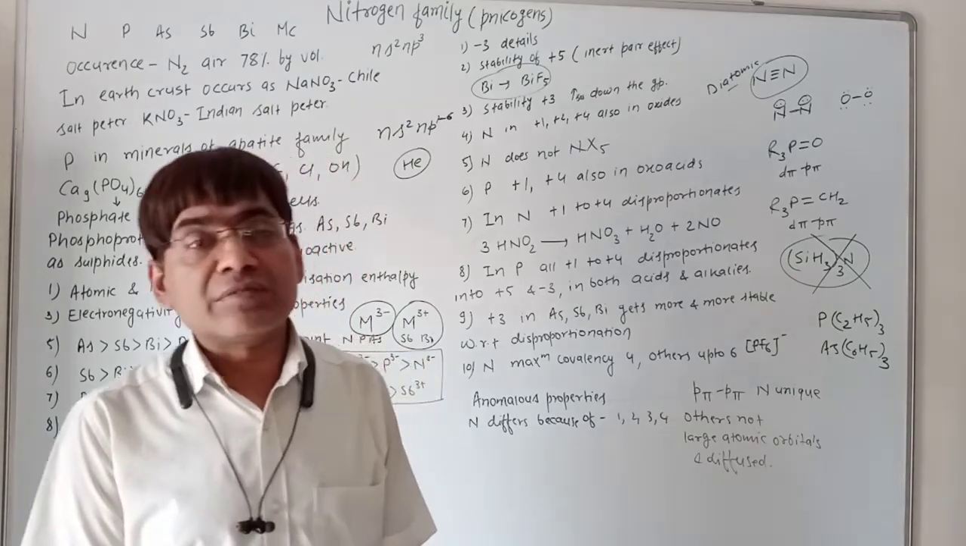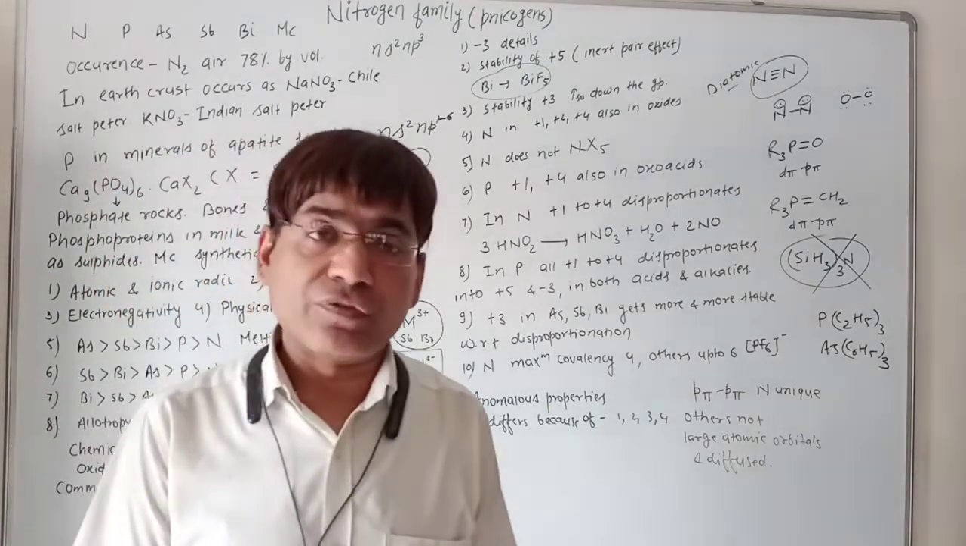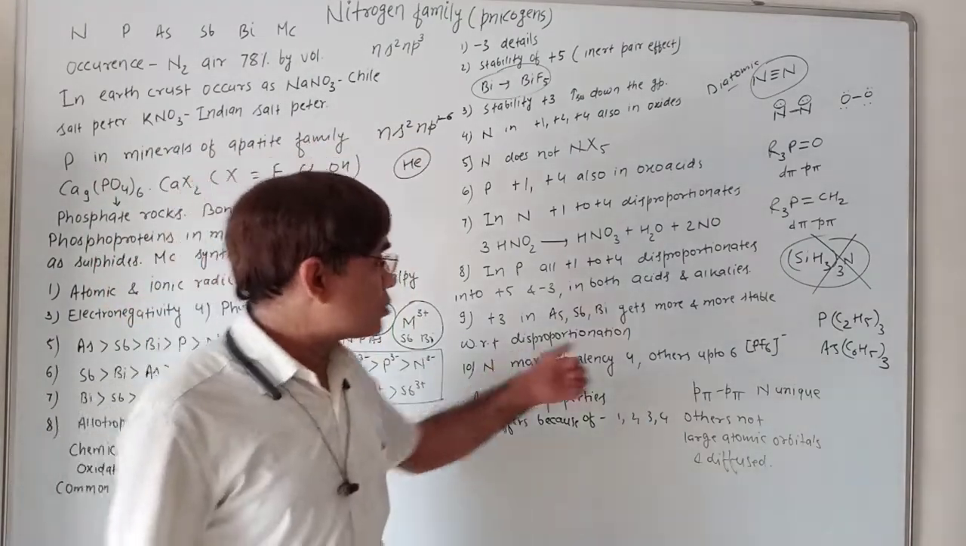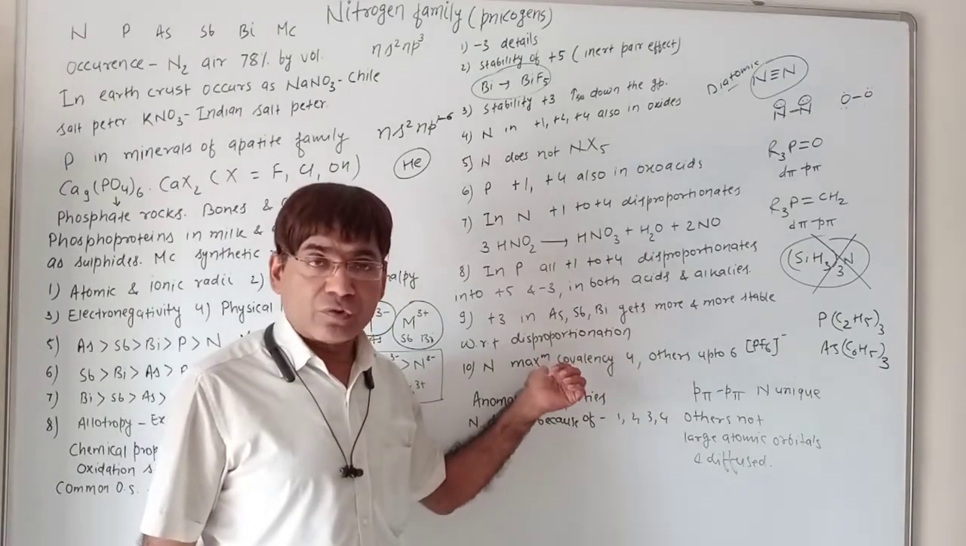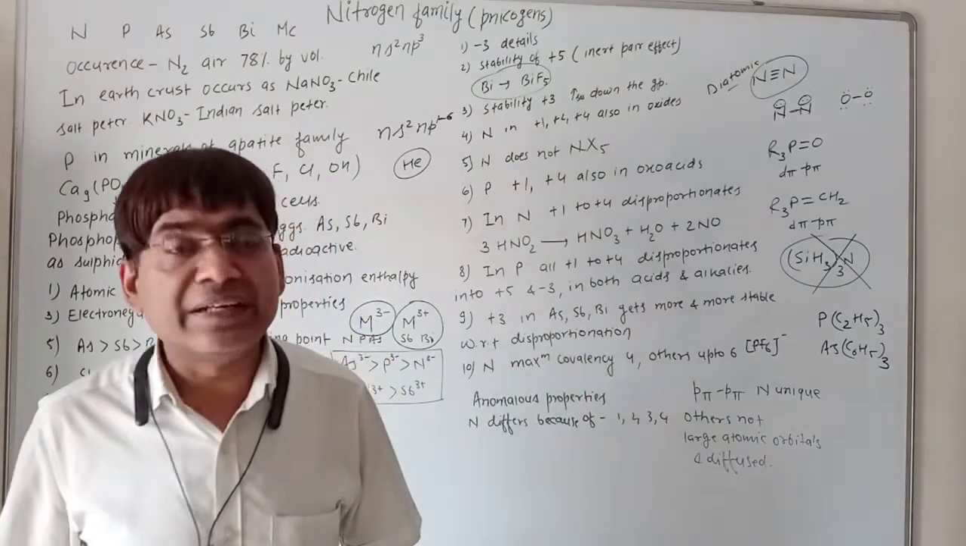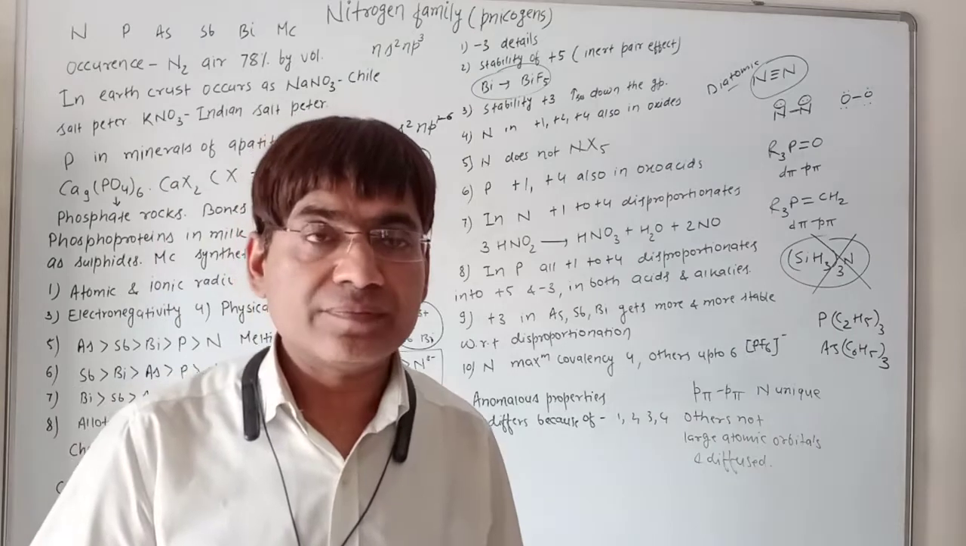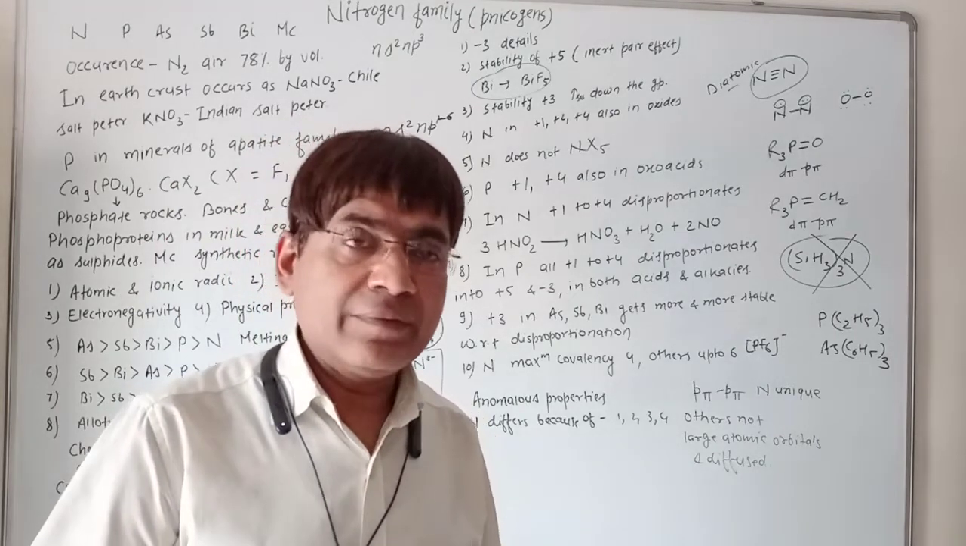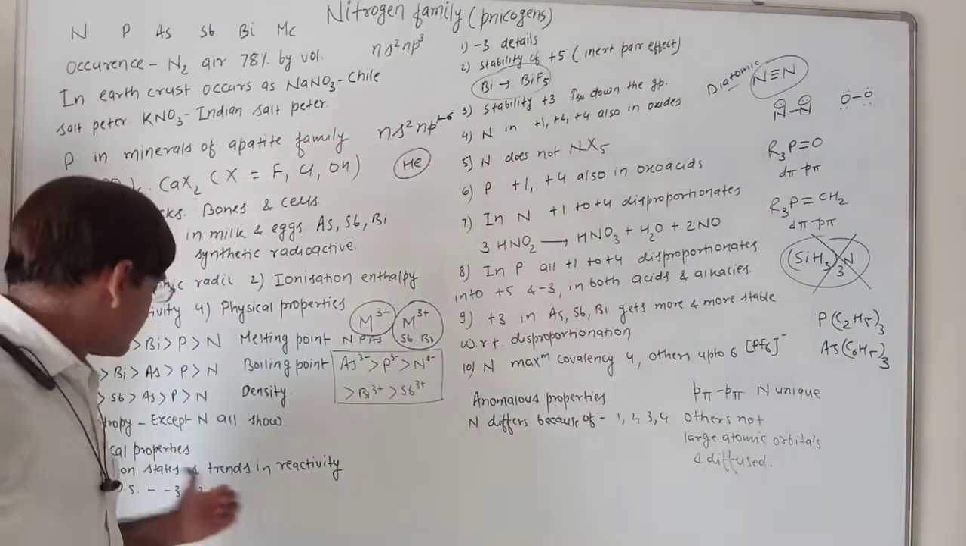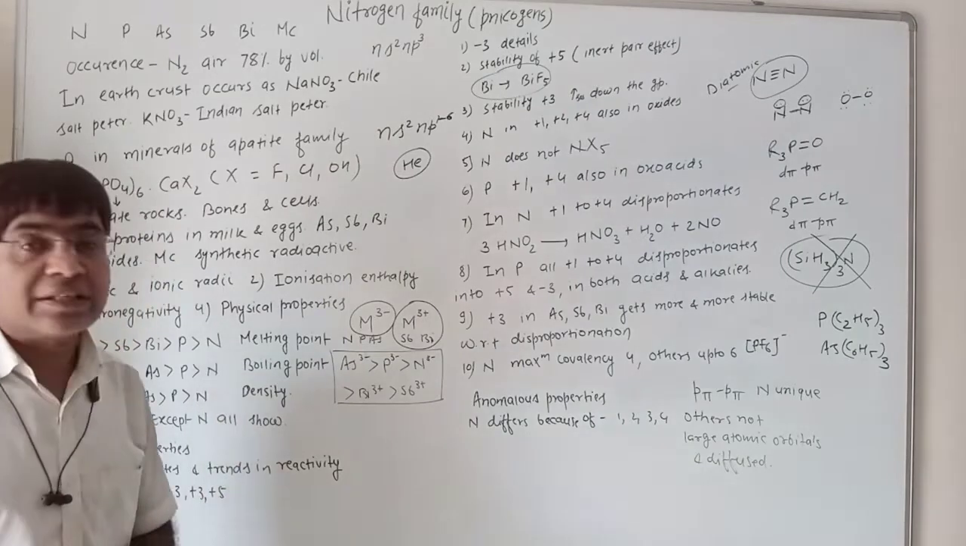While for nitrogen, the maximum covalency is 4. It cannot show higher covalencies than 4, because of the non-availability of vacant d orbitals in nitrogen. Is it clear? Now this property is over, that is oxidation states and trends in chemical reactivity.